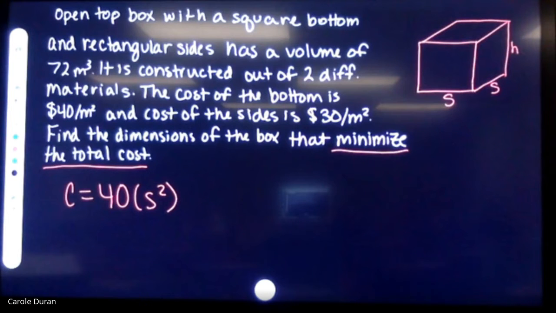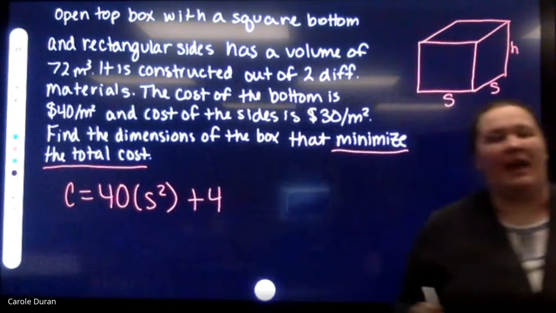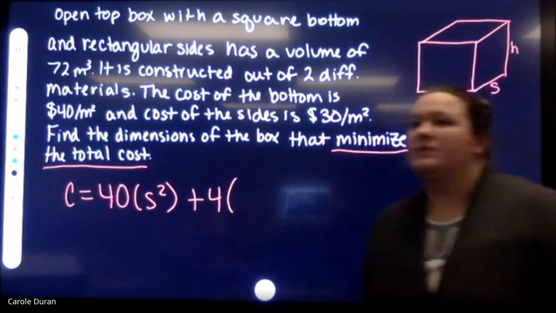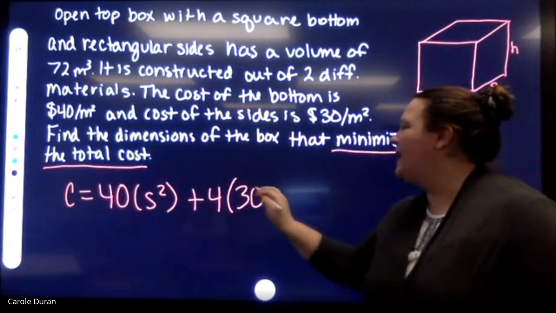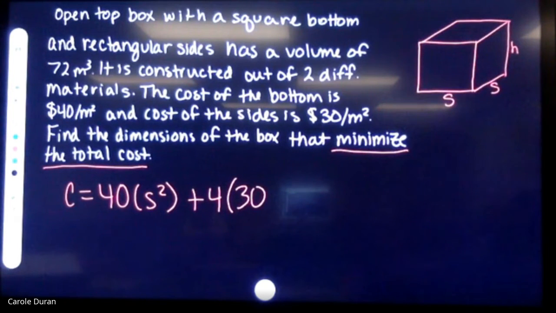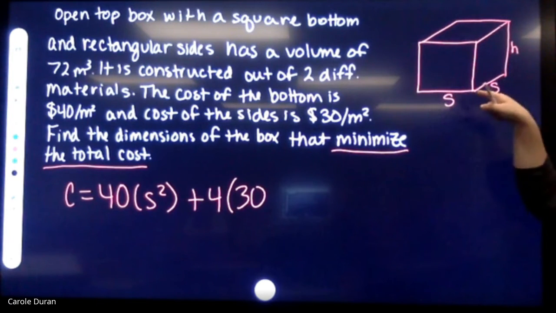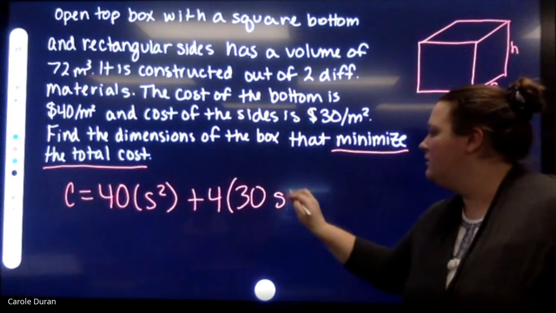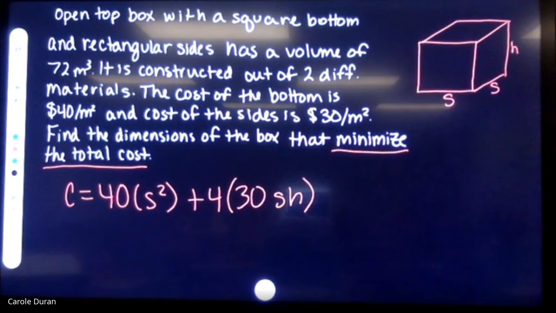But that's not the only thing that makes a box, correct? We also have the sides. How many sides do I have? 4. So I know whatever one of my sides cost, I'm gonna have 3 more just like it. So 4 times 30 times, how do I find the area of each of my sides? SH, because it is the length of one of the bottom, and then the height. So now this is my optimization equation, 40s squared plus 4 times 30 times s times h. Can I do anything with it the way it is right now? No, I have to get it down to one variable. So do I have another equation that I could manipulate to get it down to one variable?